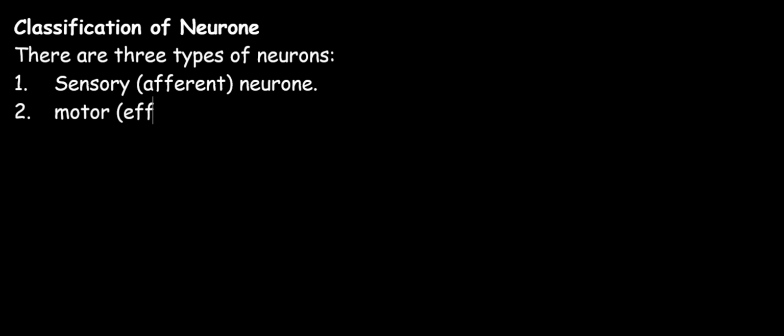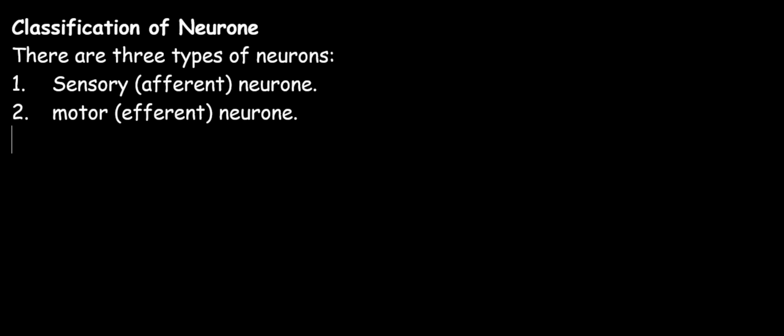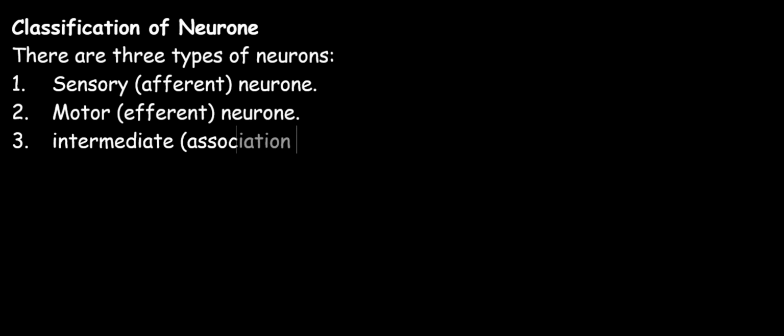The next subject we'll be looking at is the classification of neurons. There are three types of neurons, and these are the sensory neuron, also known as the afferent neuron. We have the motor neuron, which is also known as the efferent neuron, and then there is the intermediate neuron, also known as the association neuron, relay neuron, or interneuron. So we'll look at them differently.